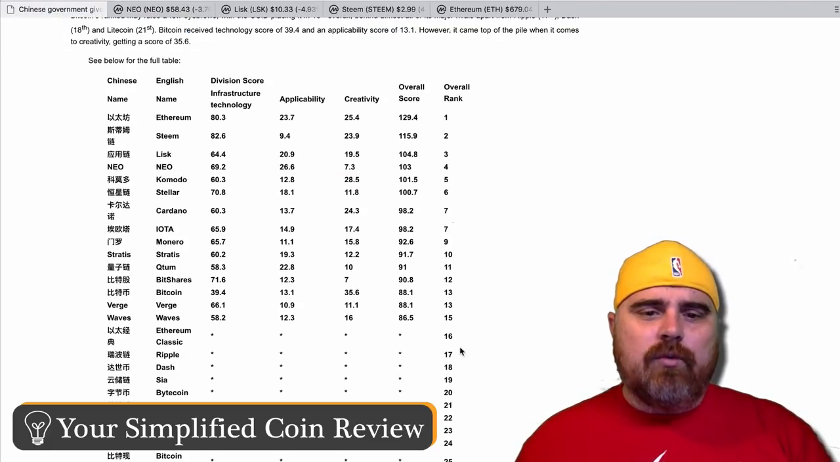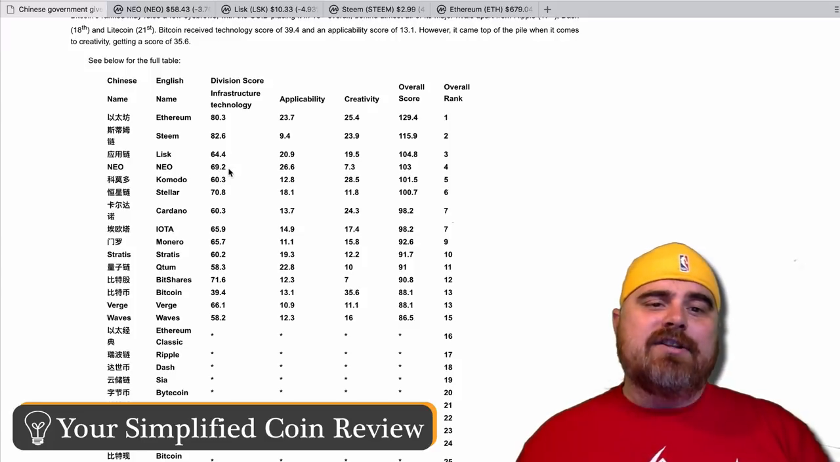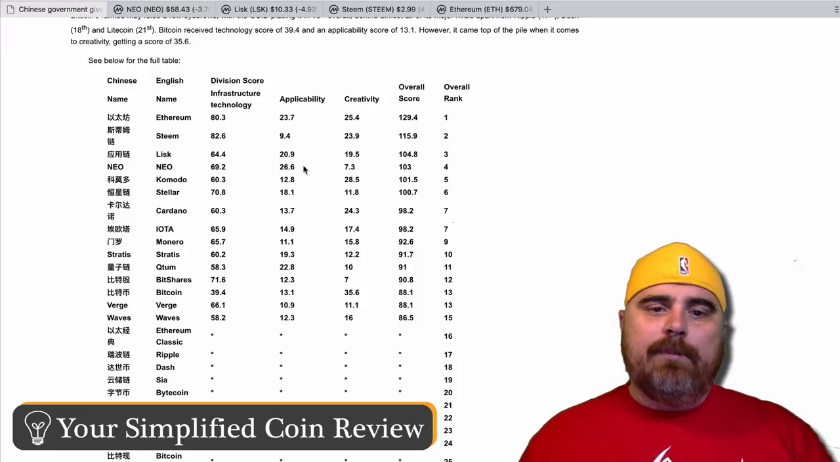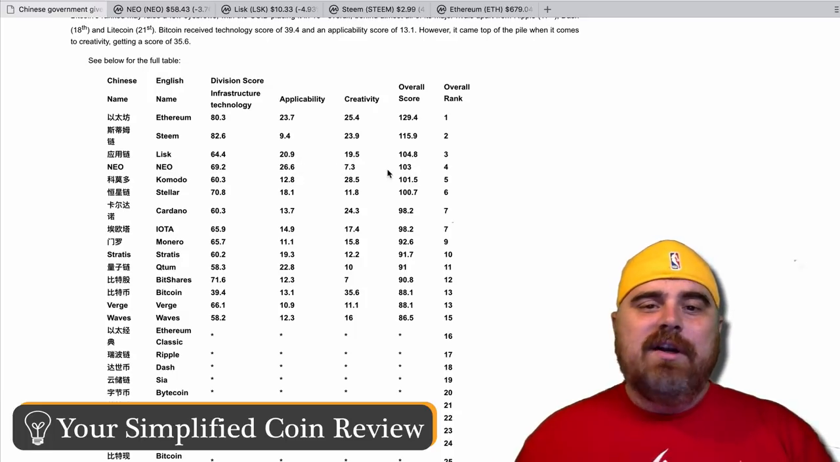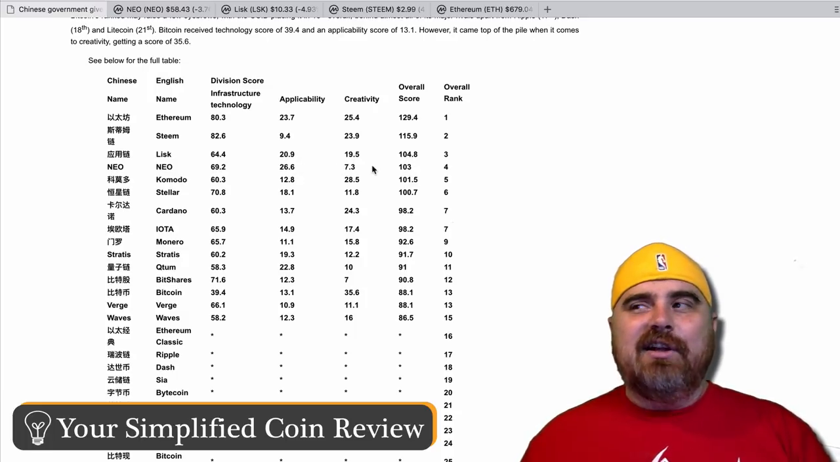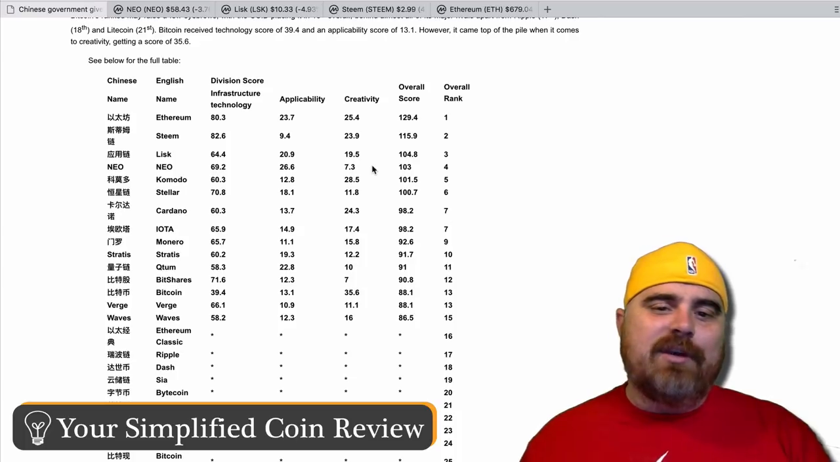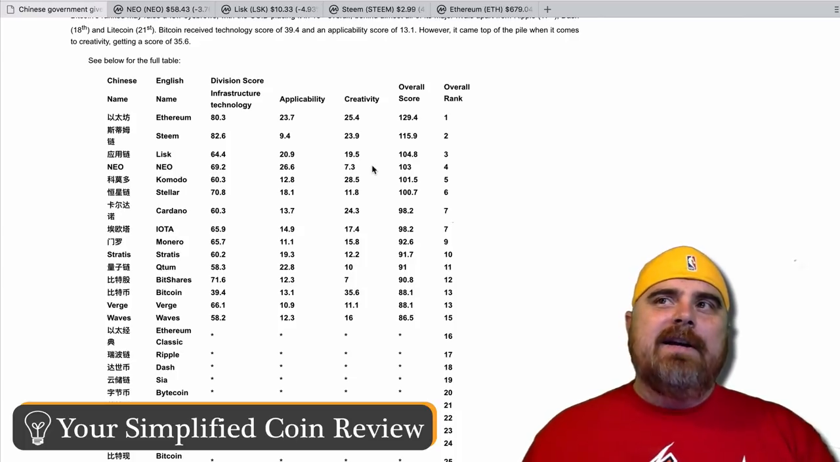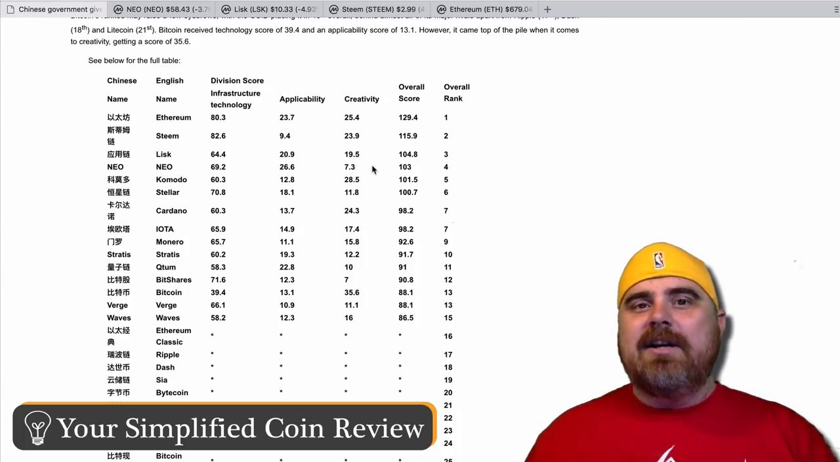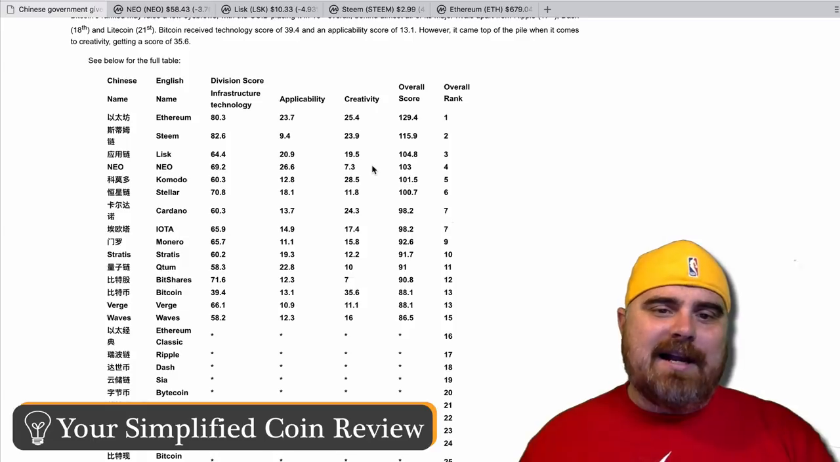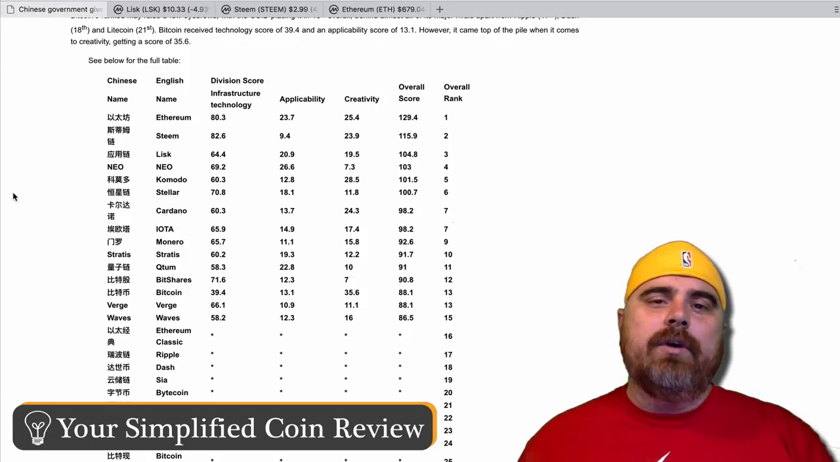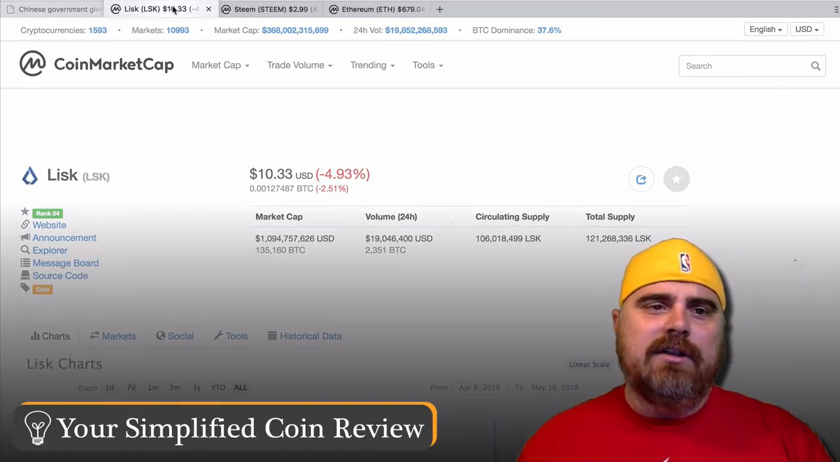As far as where they rated it at, they gave it the third highest score for infrastructure applicability. It actually had the highest score, which I think is really cool. But creativity, they gave it the low of 7.3, which makes sense because it's called the Ethereum of China because it's copying Ethereum, basically, except for in China. It's the second most used platform behind Ethereum, like I said. So the creativity score really weighed NEO down, or it could have been higher on the list.